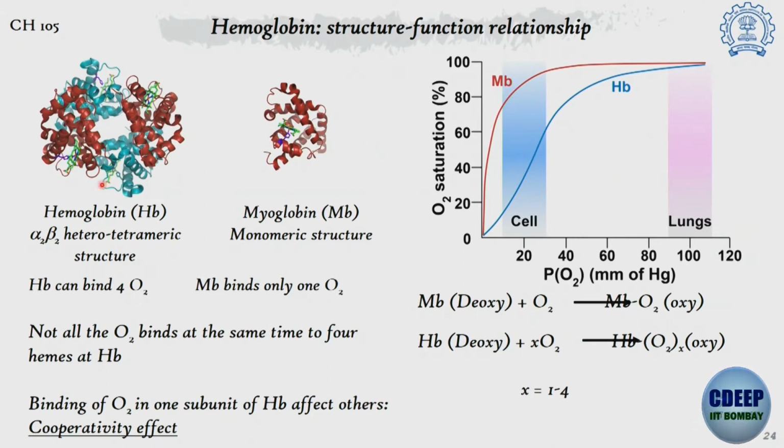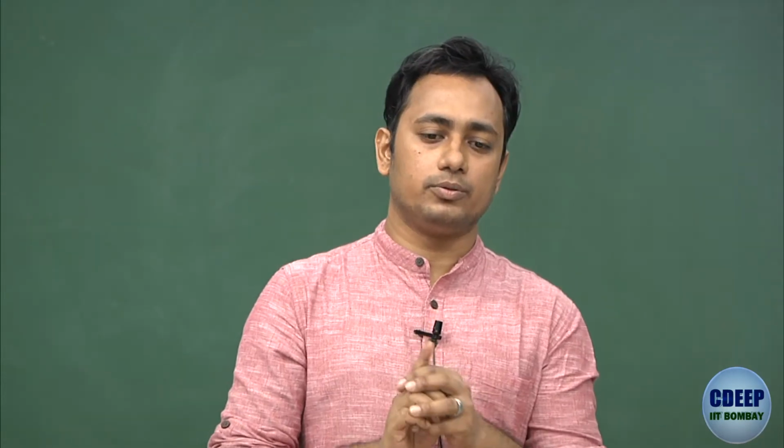As I said, hemoglobin is a tetrameric structure, that means it has 4 protein units, each protein unit has 1 heme, each heme can bind 1 oxygen. So altogether hemoglobin can bind 4 oxygen molecules. Myoglobin is a monomeric structure, only 1 protein unit, 1 heme, and it can bind to only 1 oxygen molecule.